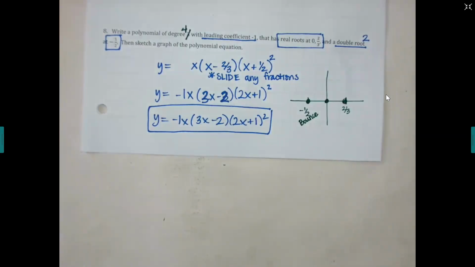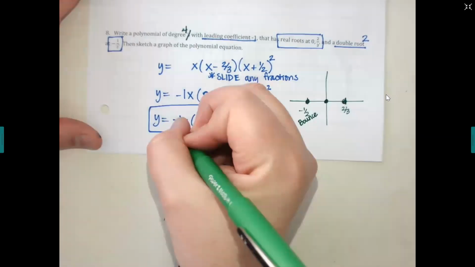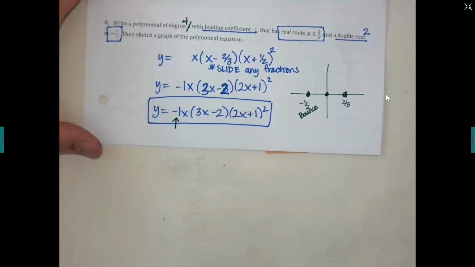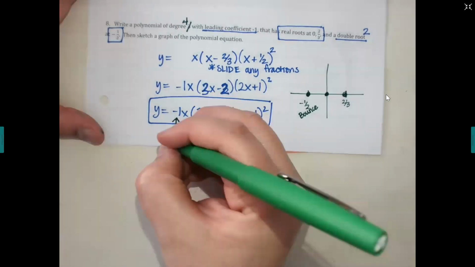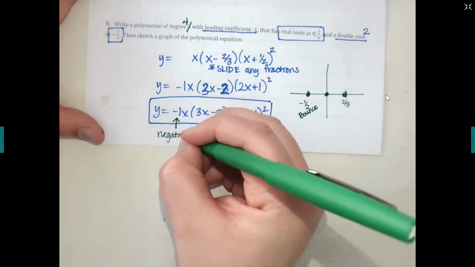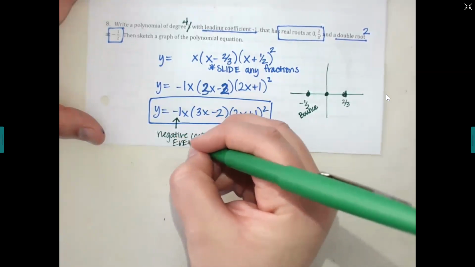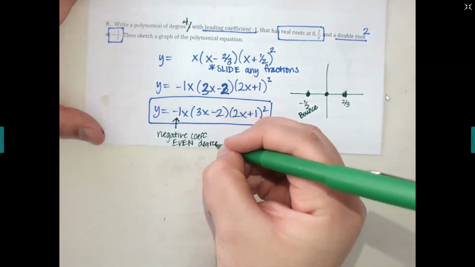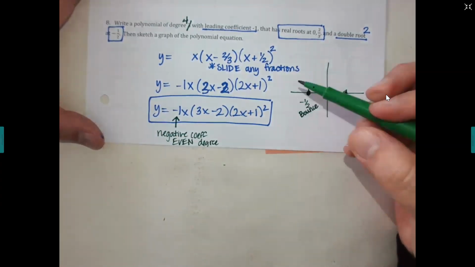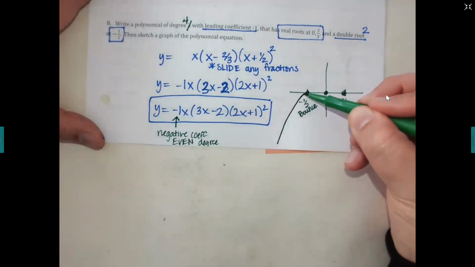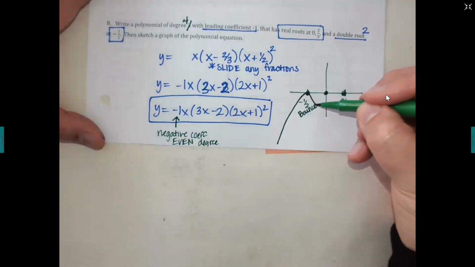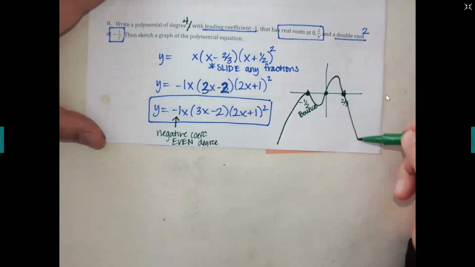Now, if your total degree is 4, is that an even degree or an odd degree? 4 would be even. And is it a negative coefficient or a positive coefficient? Okay, so I have a negative coefficient and it's even degree. Negative coefficient, even degree, then do both ends point up or down? Down. So I'm going to start at the bottom. I'm going to bounce off the x-axis at -1/2. Then I'm gonna pass through 0, pass through 2/3.